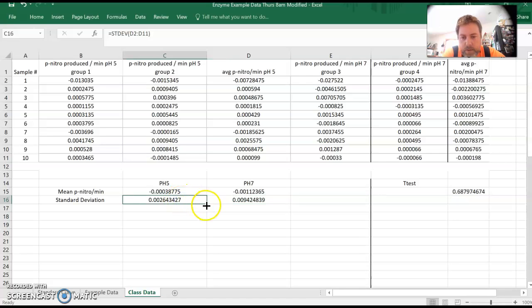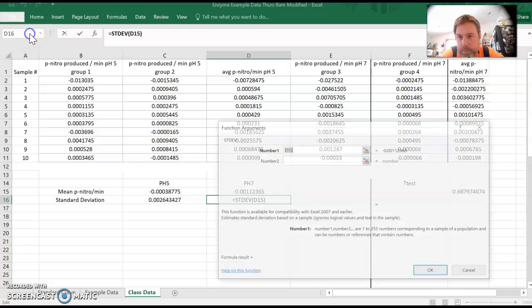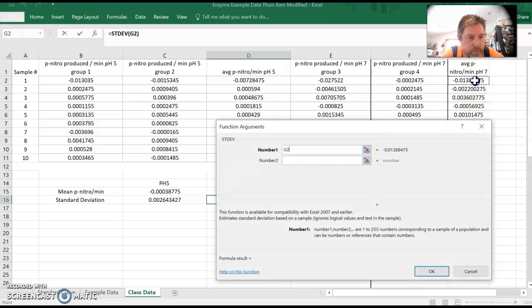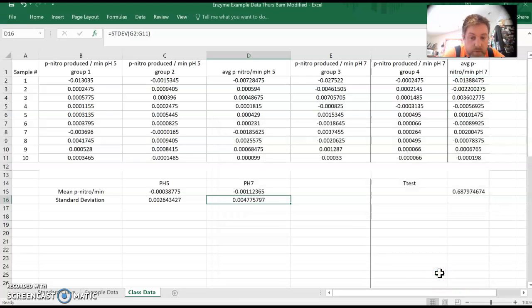Now, we can't just do the plus and move over, because then it would take the standard deviation of this column. It would only move it over one. So we need to go in and type it each time, so we're making sure we're getting the standard deviation of the correct column. That'll be important later. Your t-test.